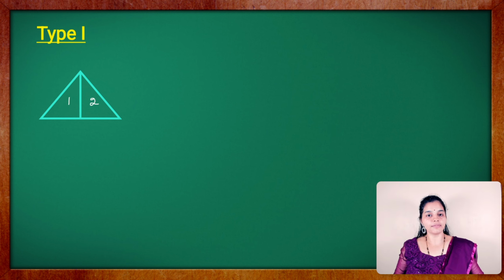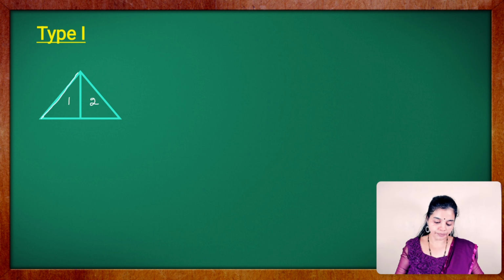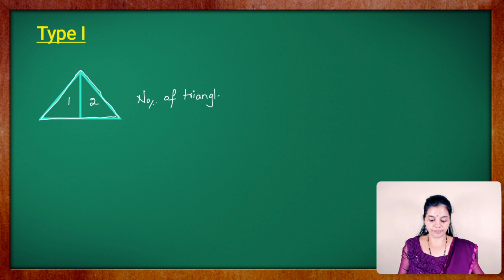So what about the third one? When the first and second triangle is joined, means the whole outer border, so that gives us a triangle. So the number of triangles here is 3. I can write number of triangles is equal to 3.